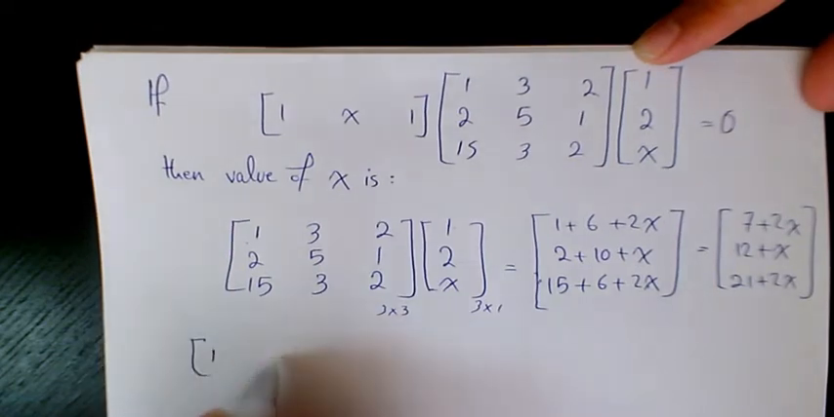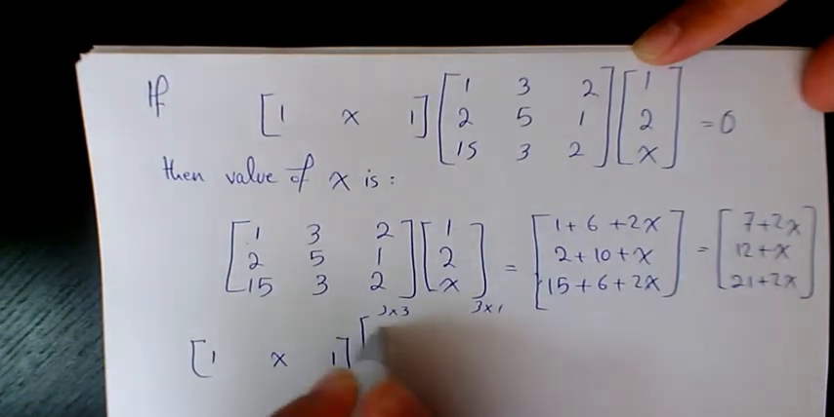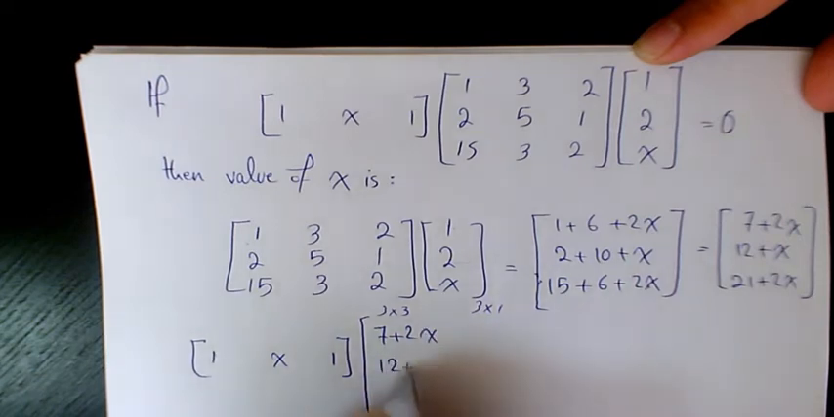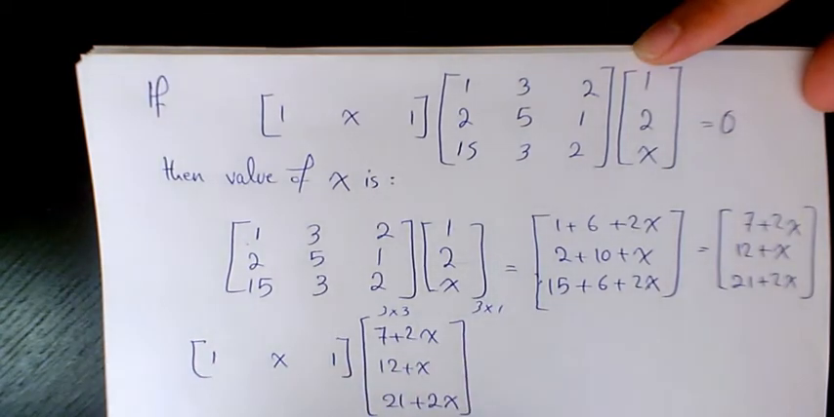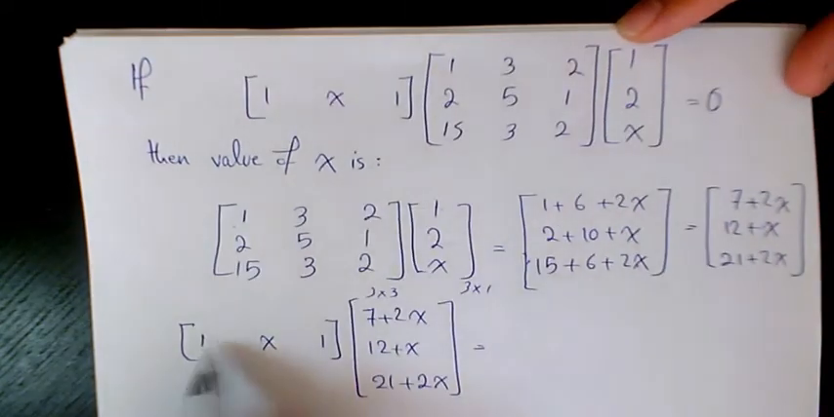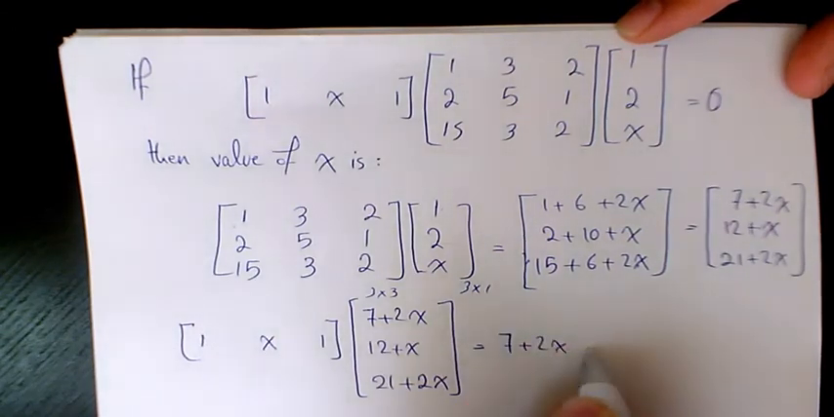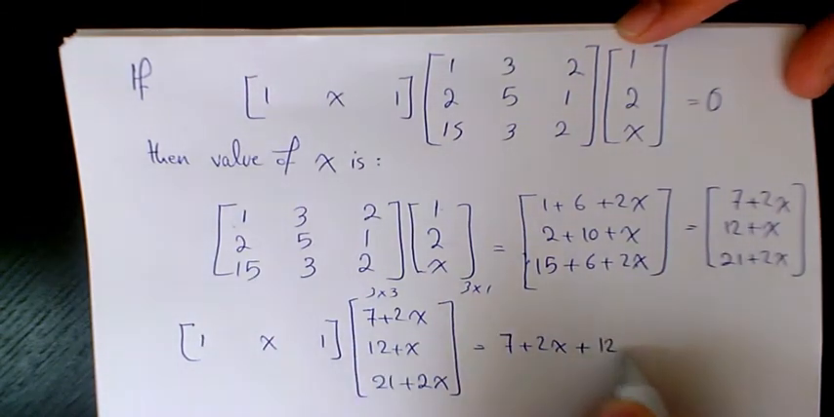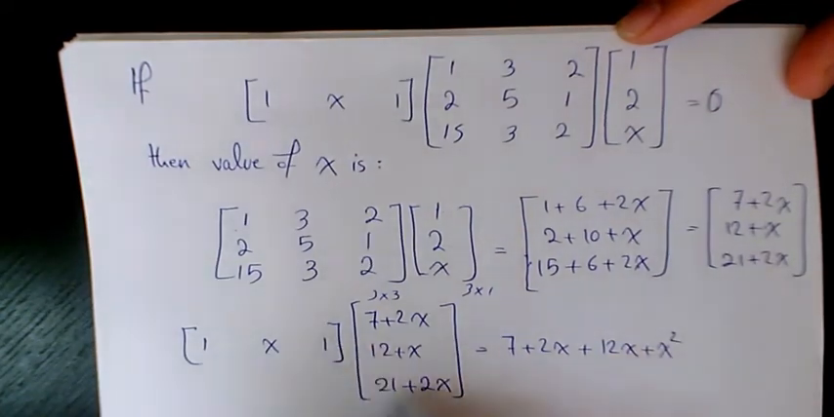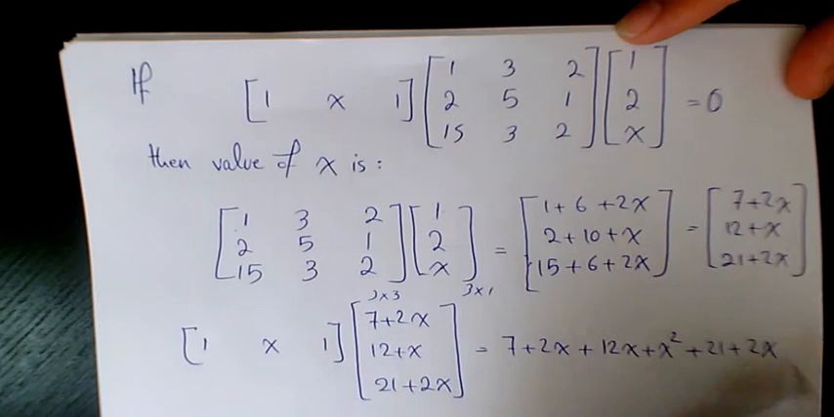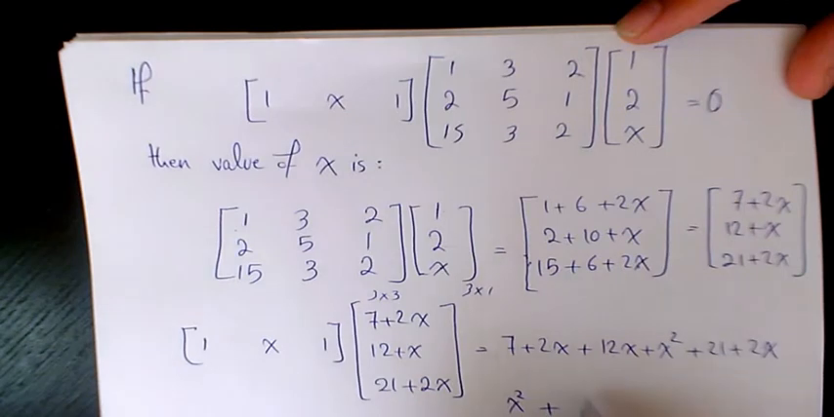So you can say 1x1 times 7 plus 2x, 12 plus x, 21 plus 2x. When you multiply them, this is 1 by 3, here is 3 by 1. The answer is supposed to be 1 by 1, and that has to be 0. So that's going to be 7 plus 2x, x times 12 plus x, which is going to be 12x plus x squared, and here 1 times 21 plus 2x. When you simplify that, it's going to be x squared. You have 2x, 12x, and 2x is going to be 16x. 21 plus 7 is going to be 28.